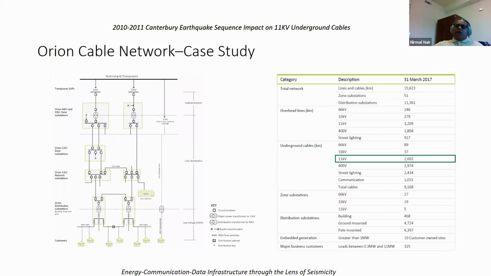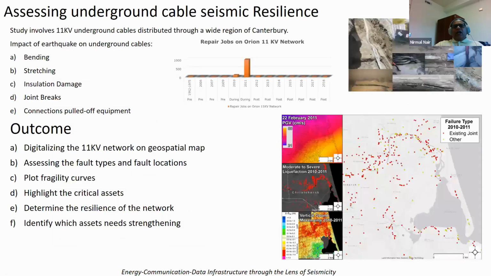Our focus has only been on the 11 kV underground network for the whole of the city of Christchurch at this stage. And just to give some broad part of where we have achieved in the last 1.5 years or so, we have been successful in digitizing the 11 kV across a geospatial map. We are slowly starting to work on the fragility curve at this stage. And also, we are trying to get some intelligence around which assets need strengthening. So this is some early indicators around asset resilience.